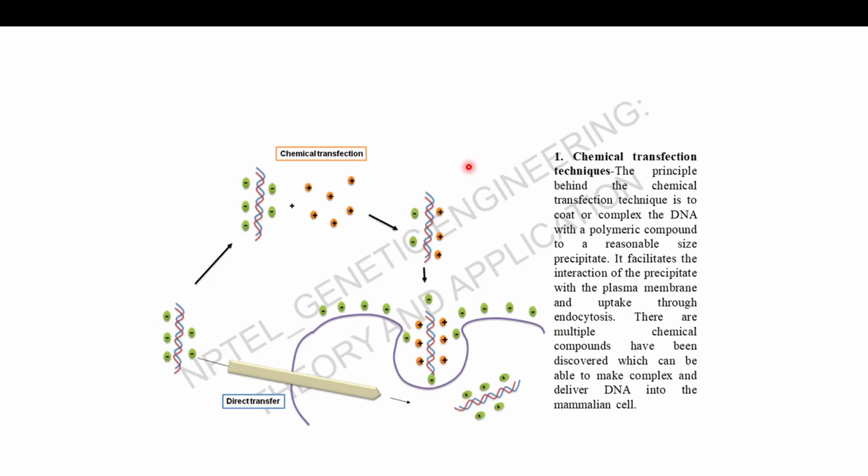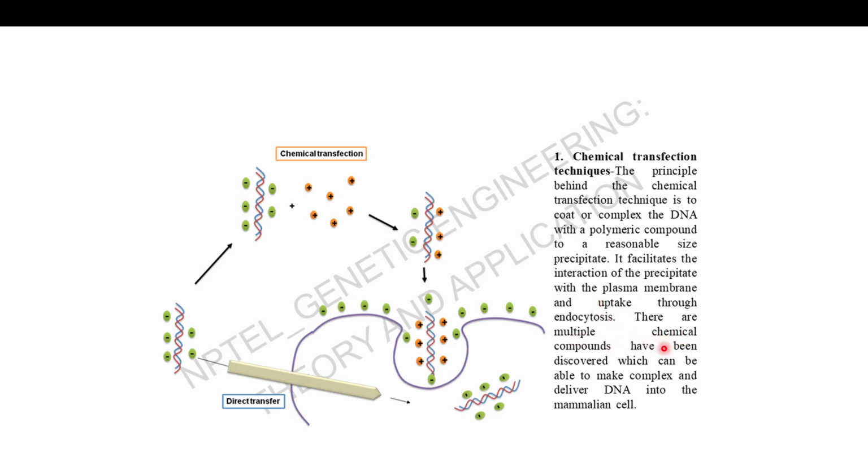So we talked about normal chemical transformation and electroporation, and now we talk about chemical transfection. The principle is that there's a carrier molecule, or you coat that whole DNA complex with polymers of a definite size. This polymer coating can facilitate the interaction of the precipitate, meaning the complex that has been formed, with the plasma membrane, and then this whole complex is taken up by the cell via endocytosis.